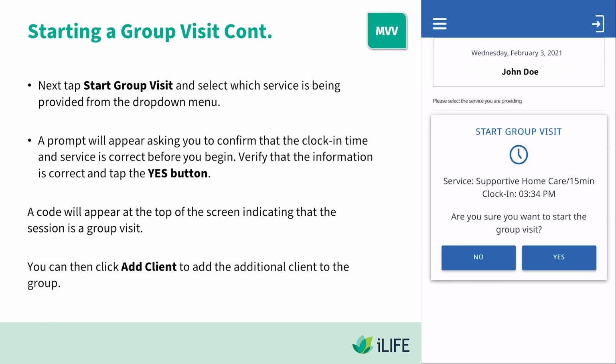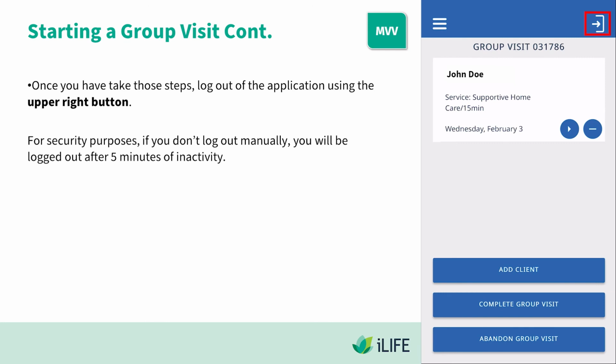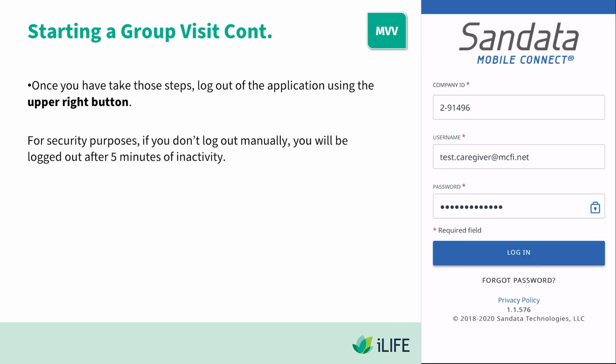A prompt will appear asking you to confirm that the clock-in time and service is correct before you begin. Verify that the information is correct and tap the Yes button. A code will appear at the top of the screen indicating that the session is a group visit. You can then click Add Client to add the additional client to the group. Once you have taken these steps, log out of the application using the upper right button. For security purposes, if you don't log out manually, you'll be logged out after 5 minutes of inactivity.